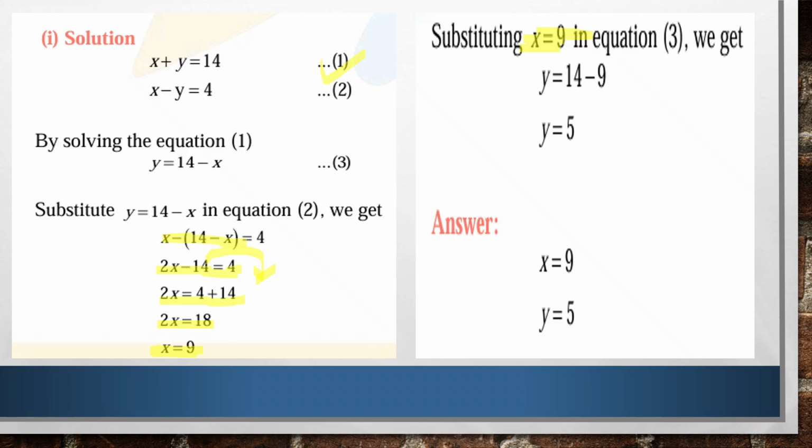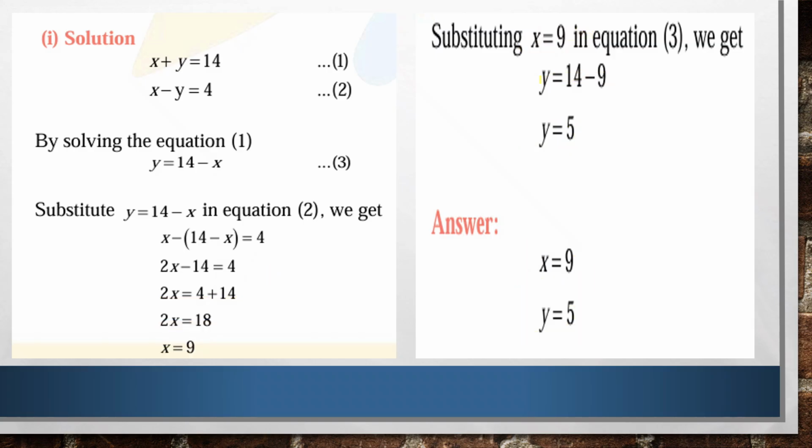So substituting x is equal to 9 in equation 3, y is equal to 14 minus x. The value of x is 9, so y is equal to 14 minus 9. So you will get y is equal to 5. Therefore the value of x is 9 and the value of y is 5. So this is the substitution method, and it is a very simple method.